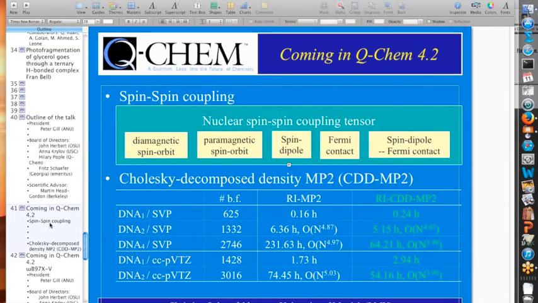Probably the most exciting things are contributions from Christian Ochsenfeld's group in Munich. His group has contributed spin-spin coupling code. Q-Chem has long had very good NMR chemical shift capabilities, but coming in version 4.2 will be the addition of spin-spin couplings, so the ability to do a complete description of an NMR spectrum at the density functional theory level. So that's very exciting. Another exciting thing from Christian's group is low-scaling RI-based MP2 methods. I showed you before calculations in the vicinity of 1 to 2,000 basis functions. But if you double from, say, 1,400 to 3,000 basis functions, the fifth-order scaling of MP2 begins to really kick in. And Christian's group has developed exciting low-scaling MP2 methods that will be part of version 4.2.